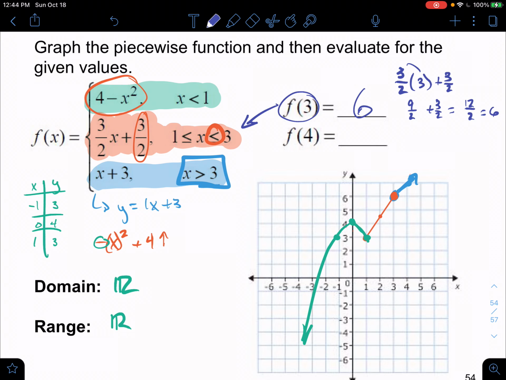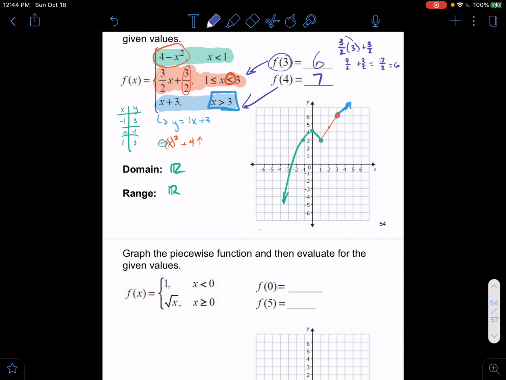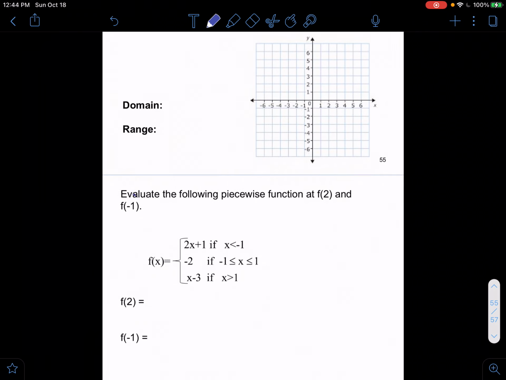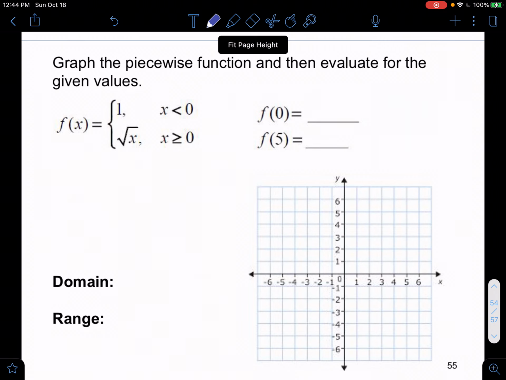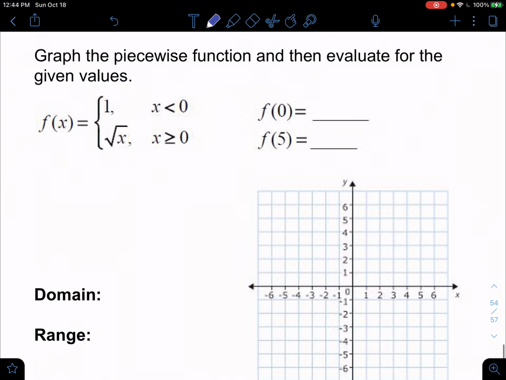For the bottom there, if the input is 4, since 4 is bigger than 3, we need to use this bottom one. Plugging in 4 plus 3 gives us an answer of 7. Terrific, great job. Let's keep moving on. I think we got 2 more slides left, and then we are done with piecewise functions for the day.